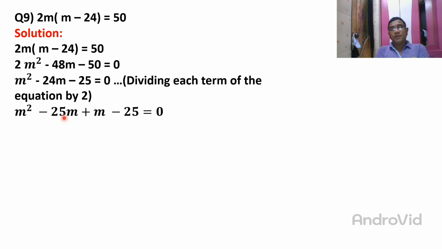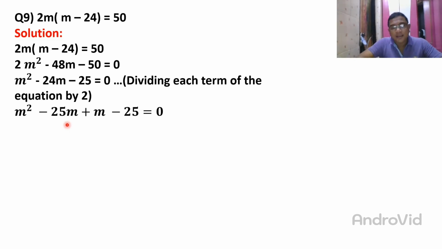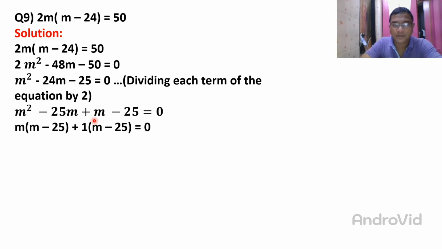M square minus 25m, this is the first term. M square is factorized as m into m. Minus 25m is factorized as 25 into m. Are you understanding what I say? So m common outside the bracket, uncommon is m minus 25. See the m square, m into m. Here is m, here is m, common outside the bracket. Uncommon, only one m remains, that is written in the bracket minus 25.